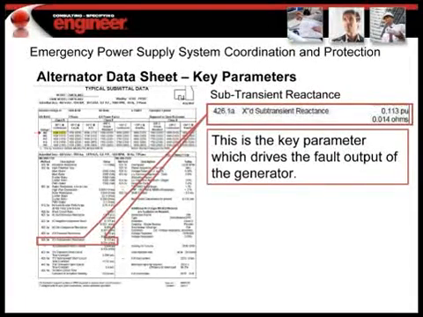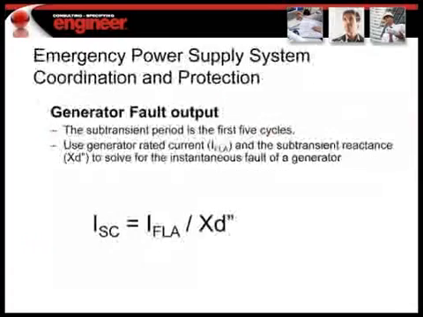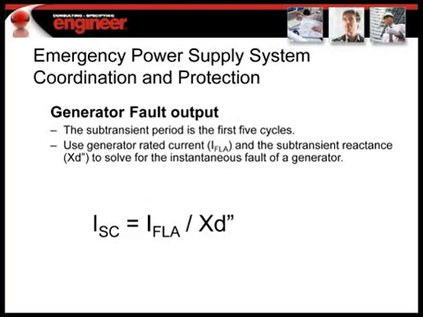It's a scary word, I know, but it really is a pretty simple concept. Subtransient reactance is basically if you take the full load amps of the generator and divide it by the subtransient reactance, you get what the fault output of that generator is. It's a very basic equation with a scary word, but it's pretty straightforward.